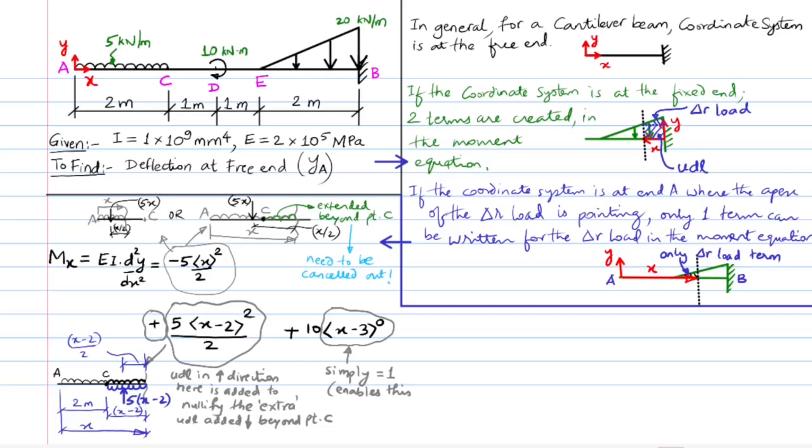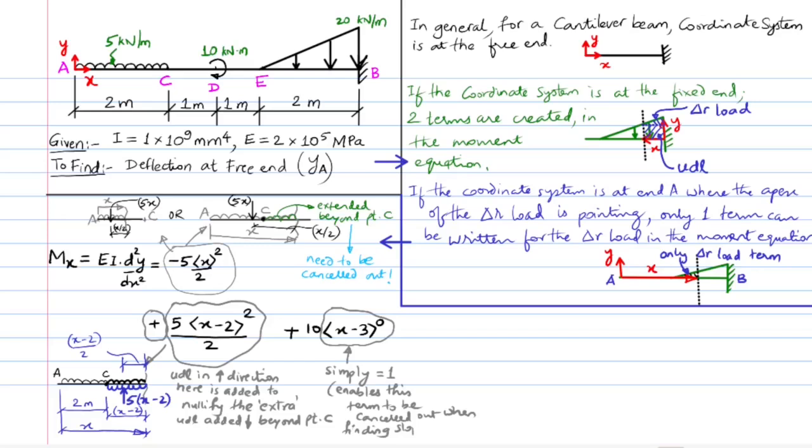the contribution of the third term, that is from the acting moment of 10 kilonewton meter, should not be considered as such, and the representation of the third term simply by 10 kilonewton meter in the moment equation does not allow us to cancel this term using Macaulay's notation. The solution to this is to represent the third term not by simply 10 kilonewton meter, but by 10 times x minus 3 to the power of 0 in pointed brackets.